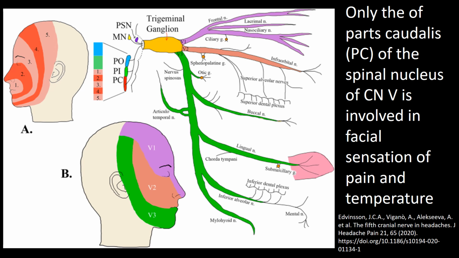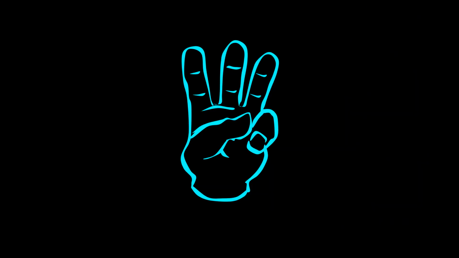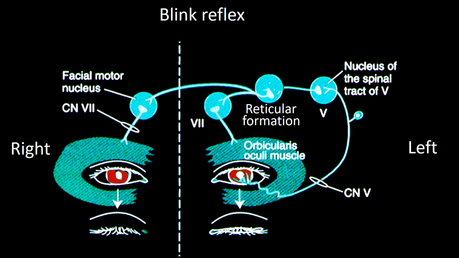Now look at this other representation. In it, you can see represented that only the pars caudalis, here enlarged and numbered, is involved in pain and temperature perception of the face. The third comment is about the blink reflex.